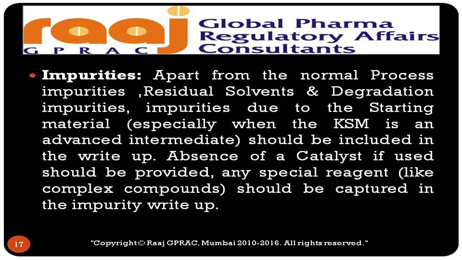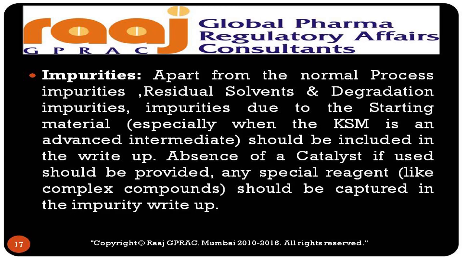So impurities, again, are very important, and impurities have to be analyzed as per ICH Q3. Apart from the normal process impurities, residual solvents and degradation impurities, impurities due to starting material, when the key starting material is an advanced intermediate, should be included in the write-up. So impurities are mainly generated due to the key starting material, then the reagents or the solvents used during the manufacturing process, then during stability also impurities may be generated, which are called degradation products. So at whichever stage the impurities are being generated, you have to capture that in the write-up. Then absence of a catalyst, if used, should be provided. Any special reagent like a complex compound should be captured in the impurity write-up.